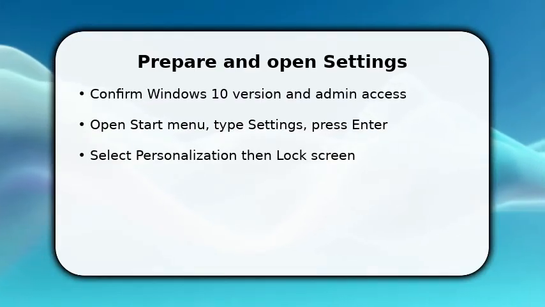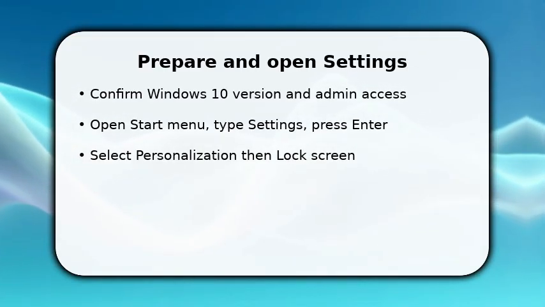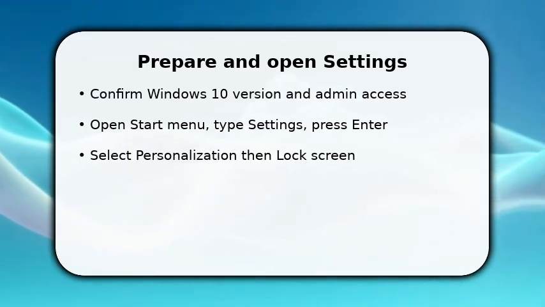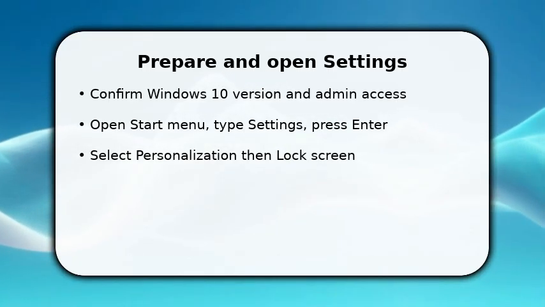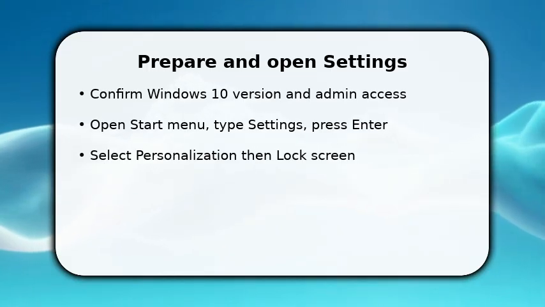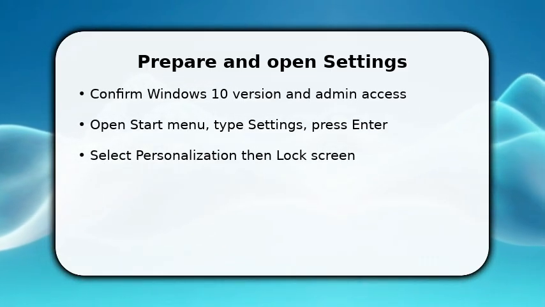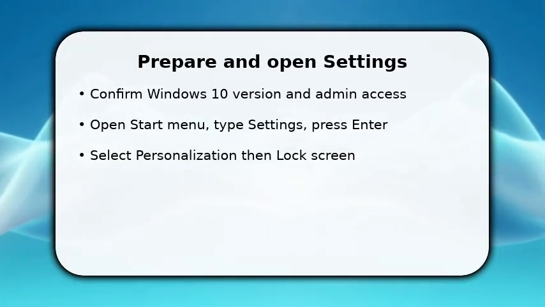You start by confirming you have Windows 10 and the account can change personalization settings. This prevents permission errors. Once ready, open the Start menu, type Settings, and press Enter. Navigate to Personalization, then select Lock Screen because the Screensaver option is nested under Related Settings. Make sure to proceed now. These steps put you exactly where Windows expects screensaver configuration, so you won't chase the wrong menus later.